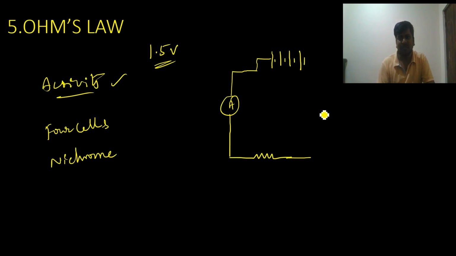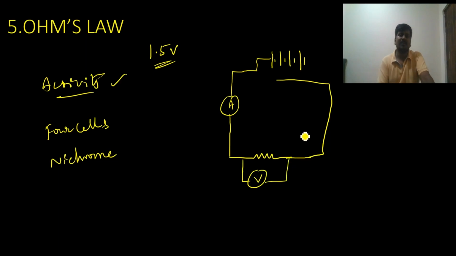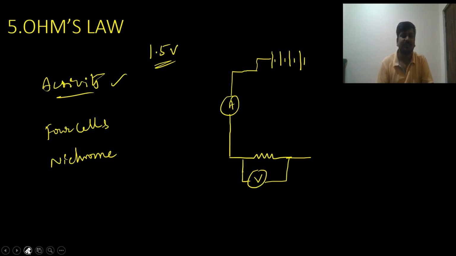Next, we have to consider the circuit like this. Here I'm considering the potential difference. We can consider the key also. One more, you can take the key here. Then you are taking the wire here like this. So this circuit wire I'm taking.